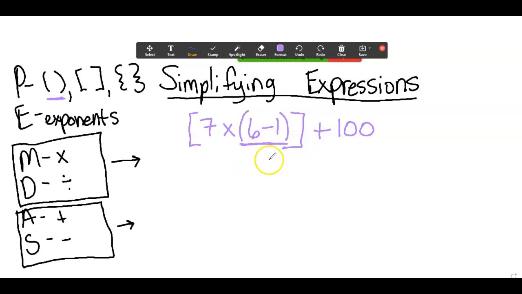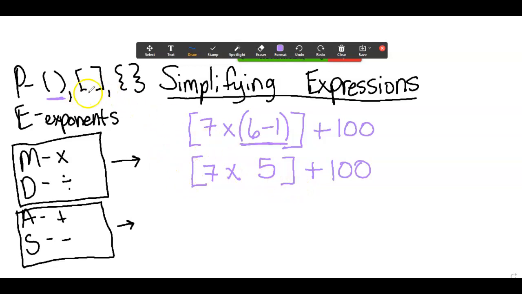So 6 minus 1 is 5. I rewrite everything I haven't used. I have not used this bracket yet, or the 7, or the multiplication. I did use the parentheses in my 6 minus 5, so I don't have parentheses around the 5, but I do need this bracket. And then, of course, the plus 100. So I used the parentheses, but I still have the brackets.